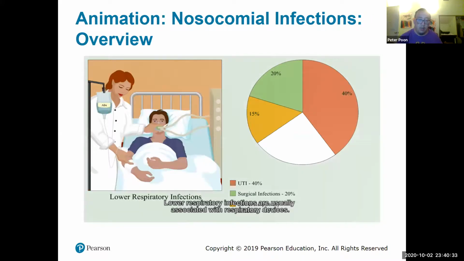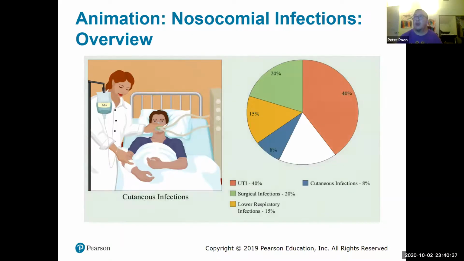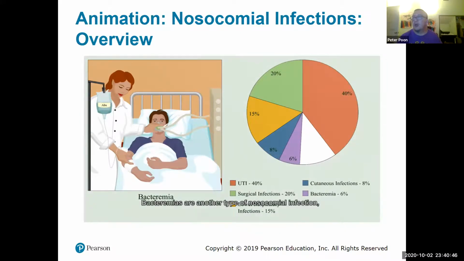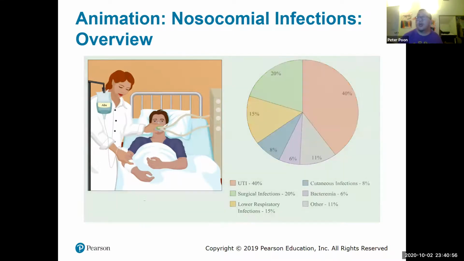Lower respiratory infections are usually associated with respiratory devices. Cutaneous infections commonly occur in newborns and burn patients. Bacteremias are another type of nosocomial infection, usually due to intravenous catheterizations or injections. All other infection types account for about 11% of all nosocomial infections.